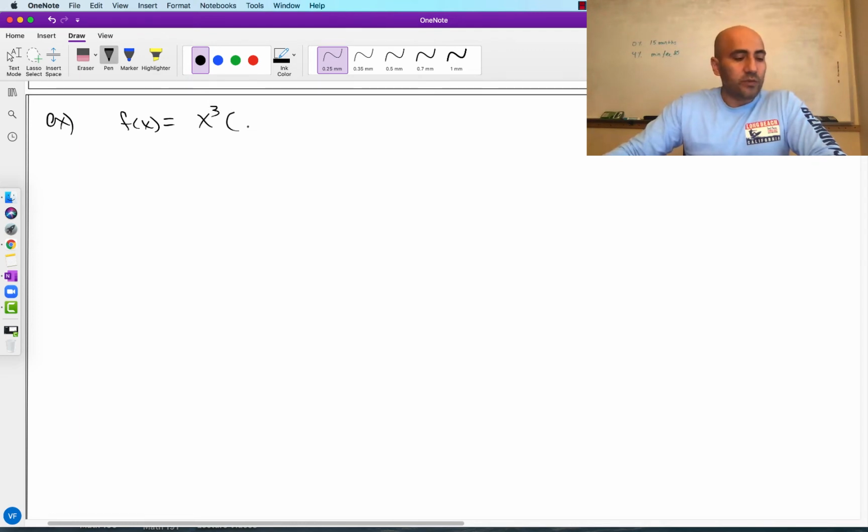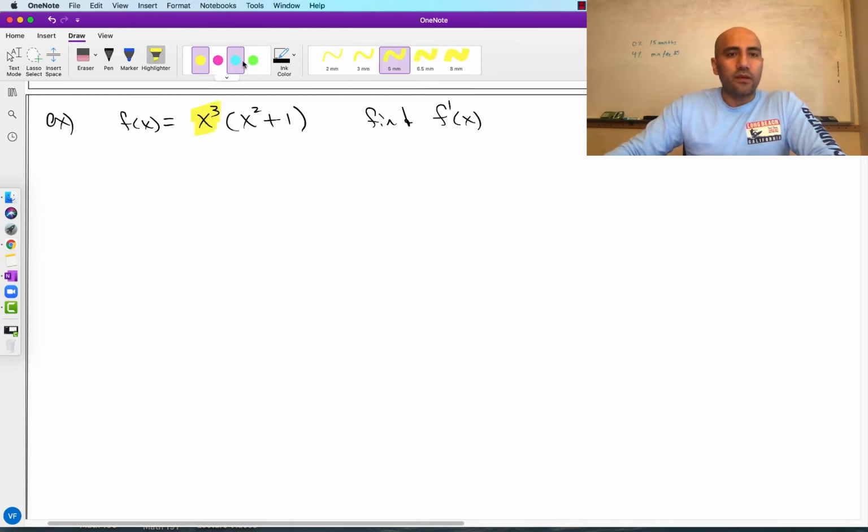We already know the answer, so we can confirm with it and make sure that our newfound method matches what we think is the correct answer. So let's say that this is the given function and we're asked to find f prime of x. Okay, so we follow our product rule. So we're going to think of this as one function, and we're going to think of this as another function, and they're being multiplied together.